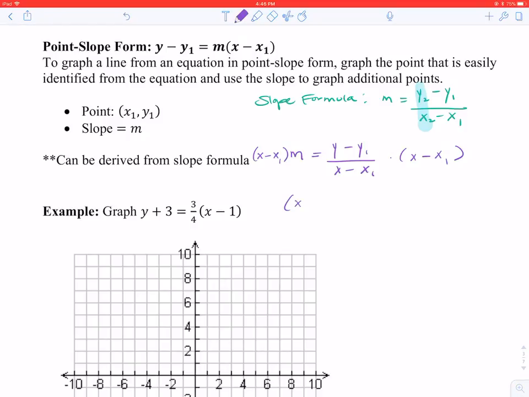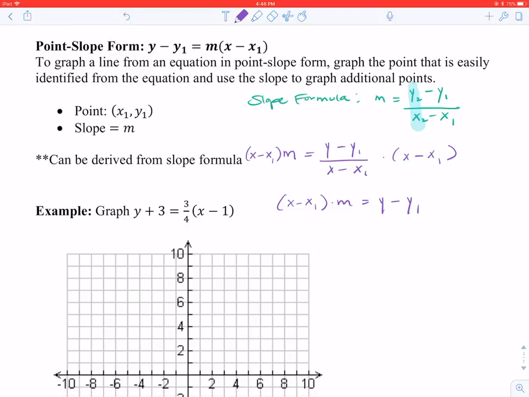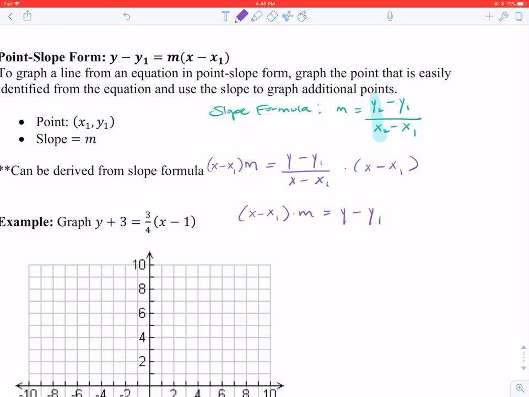Okay, we would have x minus x sub 1 times m equals y minus y sub 1. So this looks pretty darn close to point slope form, but we can just use a couple properties of real numbers to help us rewrite this so that it actually looks like point slope form up here. So by the commutative property of multiplication, which says a times b is equal to b times a, we'll be able to switch these factors here.